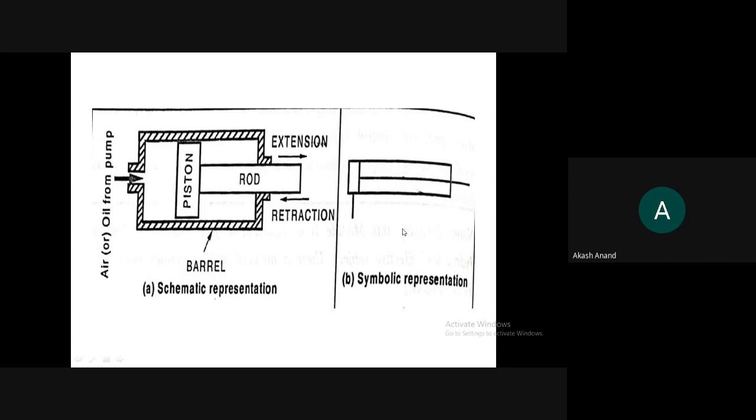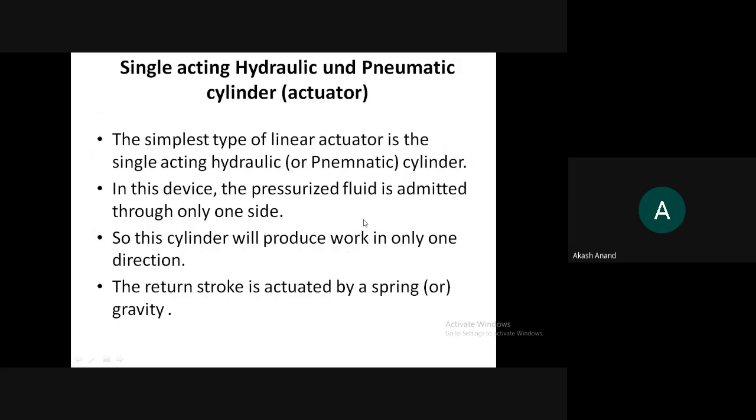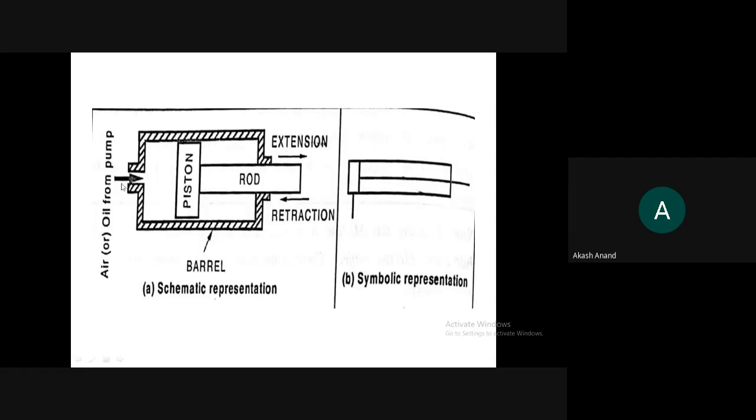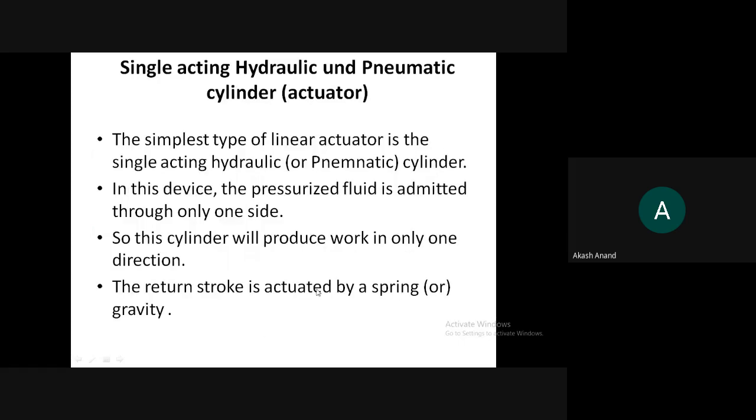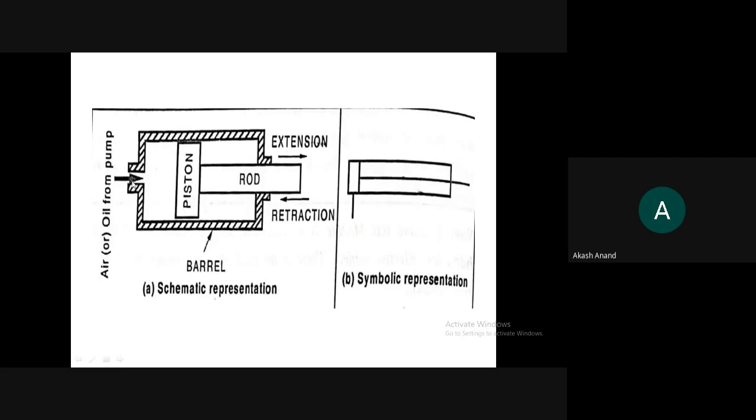So this is the symbolic representation of single acting cylinders. In this type of cylinder, the cylinder will produce work in only one direction. That is, when fluid enters the cylinder, you will get only one direction of motion. The return stroke is actuated by a spring or gravity. Only one direction of motion is given with the power from the working substance.